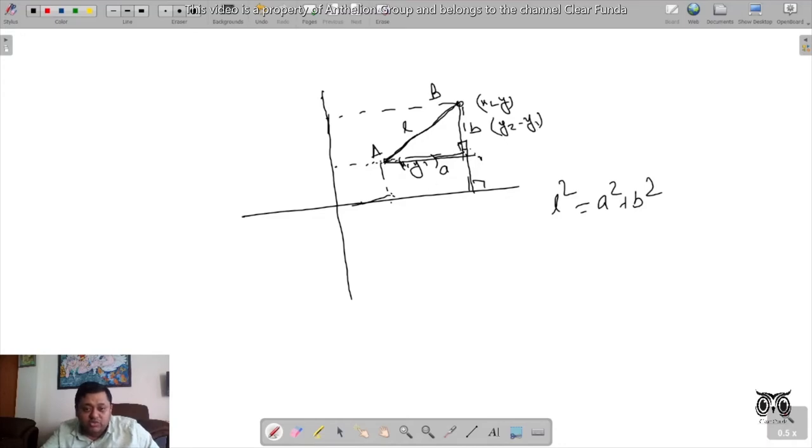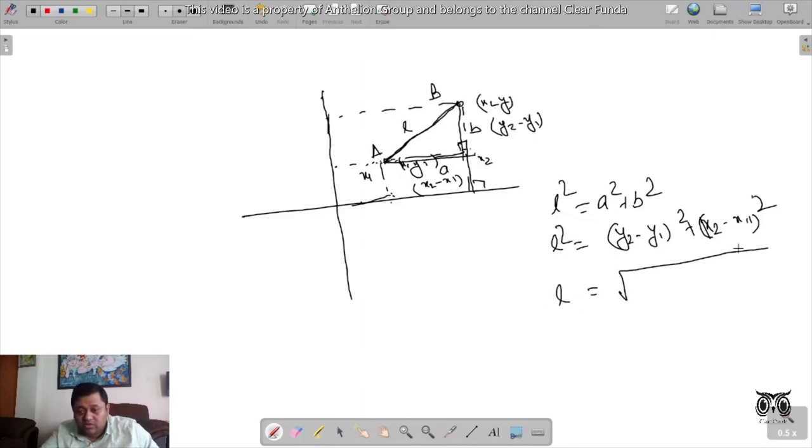Similarly, this is x2 and this is x1, so this is x2 minus x1. So A square plus B square is y2 minus y1 whole square plus x2 minus x1 whole square, which equals L square. So L equals root over, and you will take the positive value only, because the length cannot be negative, and when you do a square root you can get both plus and minus values: y2 minus y1 whole square plus x2 minus x1 whole square.